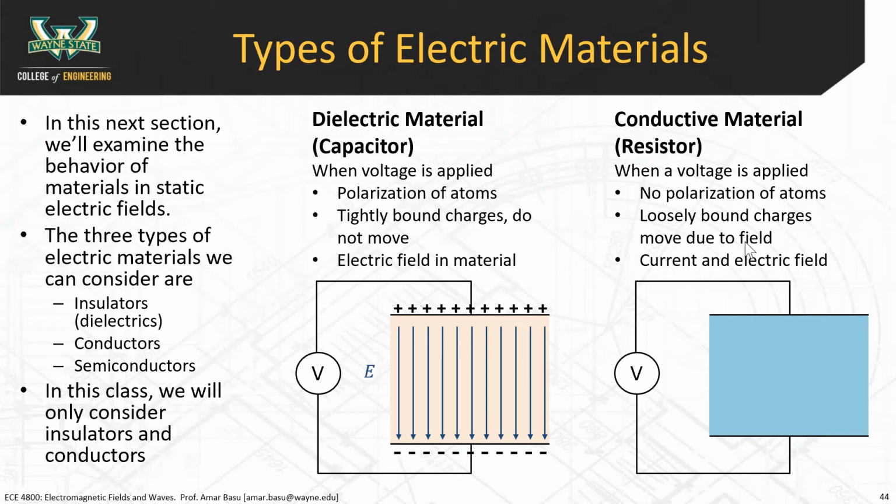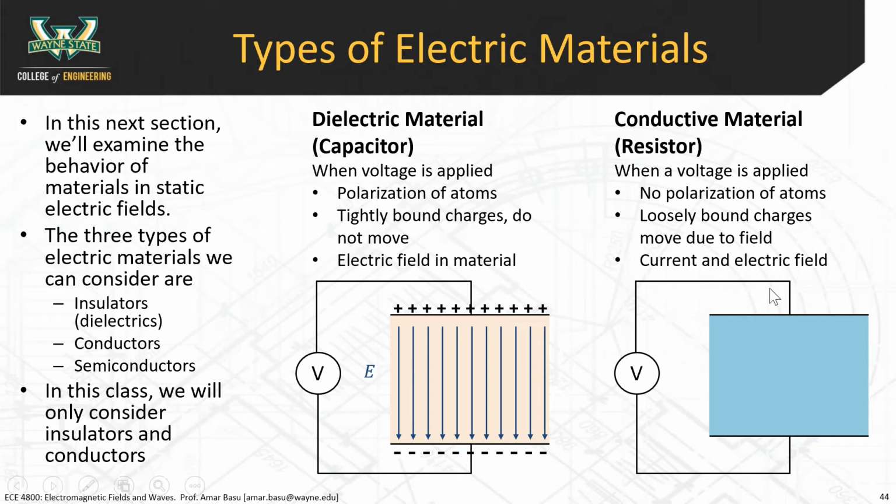When we talk about metals, you may remember from your chemistry and physics classes that we think of metals as atoms that are connected together through bonds, but the electrons are loosely bound to the lattice, so the electrons are free to move.